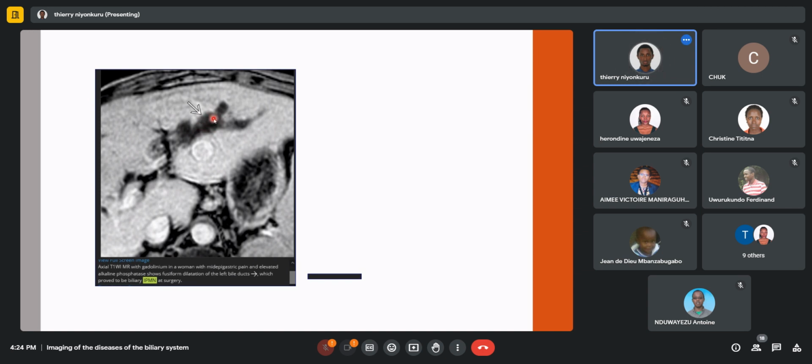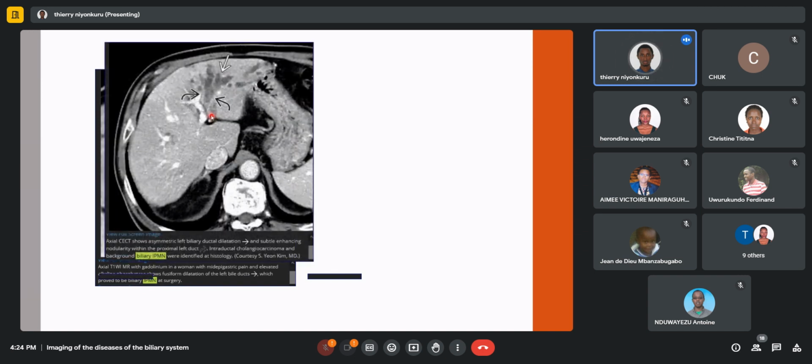This also has a high risk of malignant transformation, which is intraductal papillary neoplasm. As you can see clearly on this left hepatic duct, it is dilated with irregular walls, and in this patient you can also see that inside there is an enhancing soft tissue lesion, which is suggestive of also a malignant process.